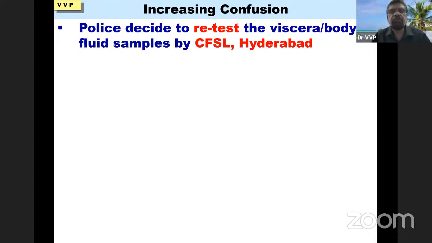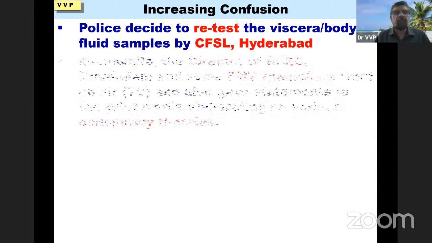They wanted the same body fluids to be analyzed by a third laboratory, maybe a laboratory in the forensic sector, because this is now a totally forensic case. One of the best forensic science laboratories in India, with an excellent toxicology unit, is the Central Forensic Science Laboratory, or CFSL, in Hyderabad. And so the body fluids were sent there for testing.